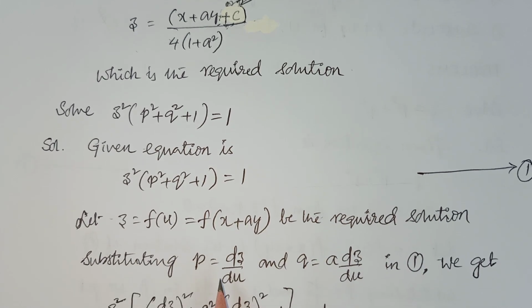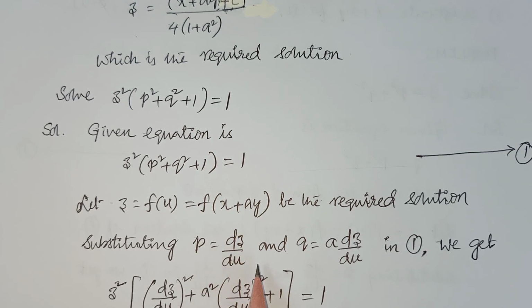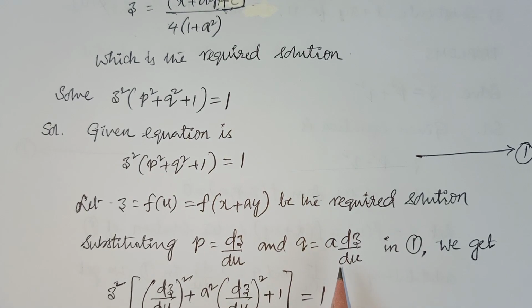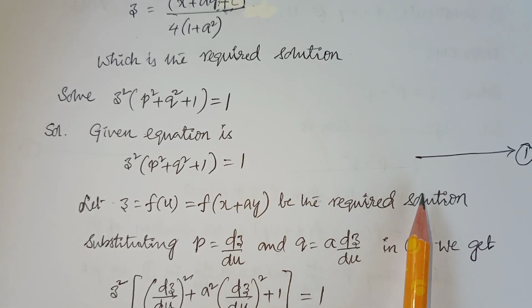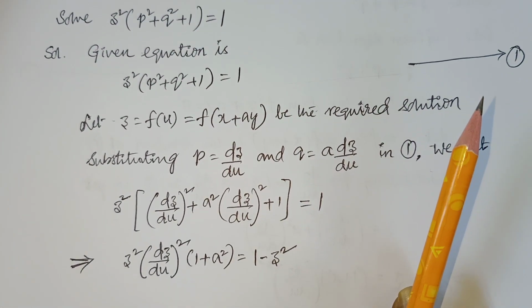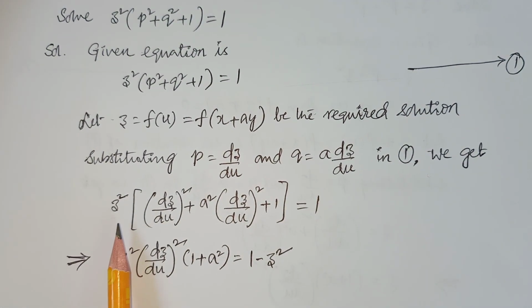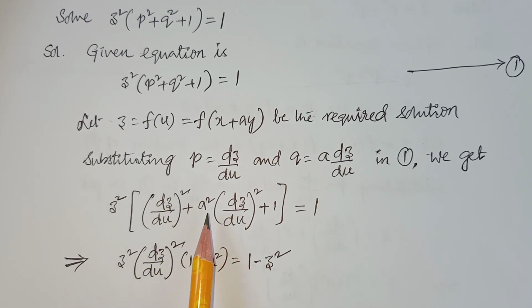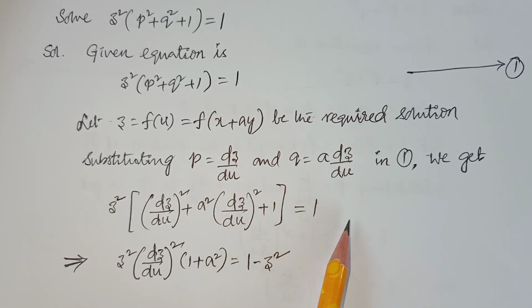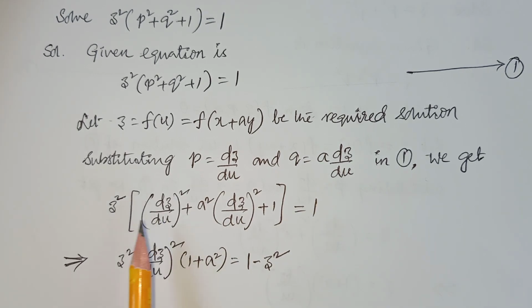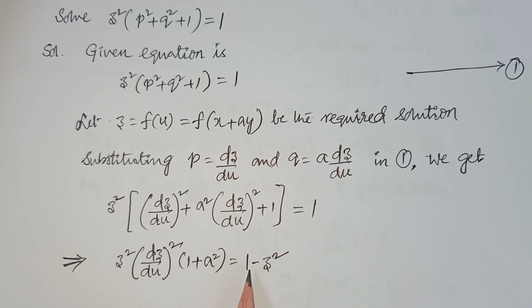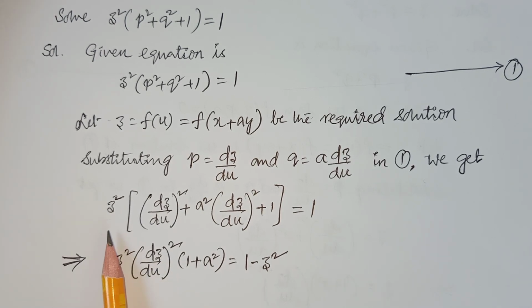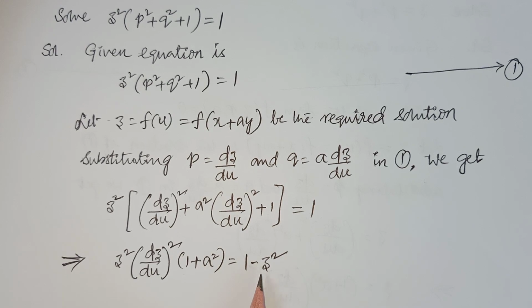Now substituting small p is equal to dz by du and small q is equal to a into dz by du in 1, we get z square into (dz by du) whole square plus a square into (dz by du) whole square plus 1 is equal to 1. Take the z square term to the right side: 1 minus z square. Now in these two terms, what is the common? (dz by du) whole square, z square is already outside, 1 plus a square is equal to 1 minus z square.